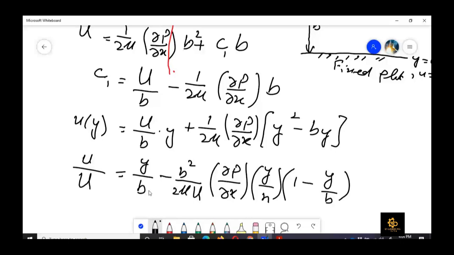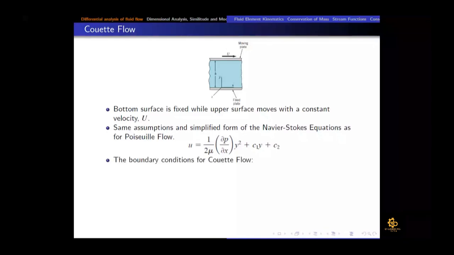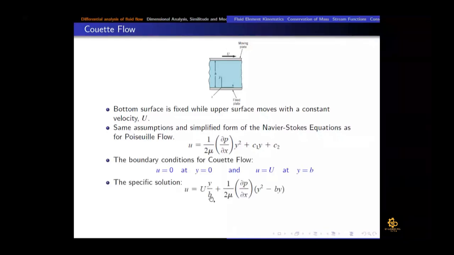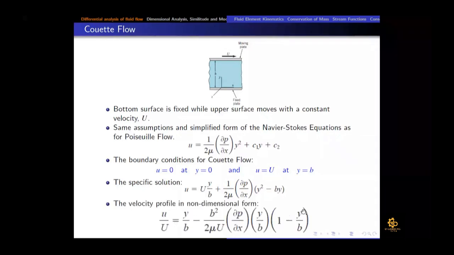So now if we look here, almost all the terms are non-dimensional. So it means that we have written this equation in non-dimensional form. So now if I show you the slides here, we have just derived this on the whiteboard, that u of y is equal to U y upon b plus 1 upon 2 mu partial p by partial x into y square minus by, and then the velocity profile becomes equal to, in the non-dimensional form, as I mentioned, that can be derived with a maybe 1-2 minutes job. You can do it as it is quite easy.